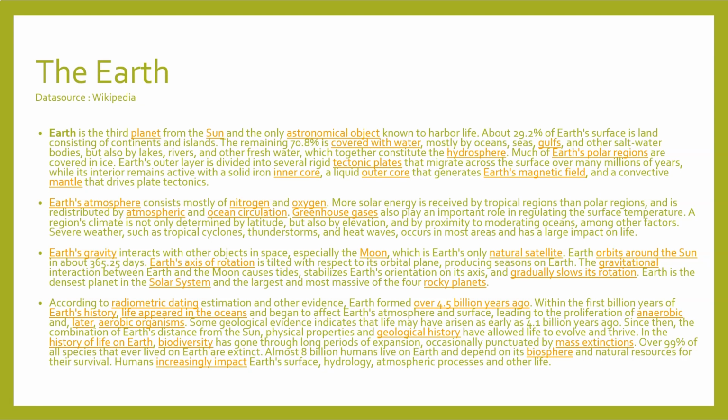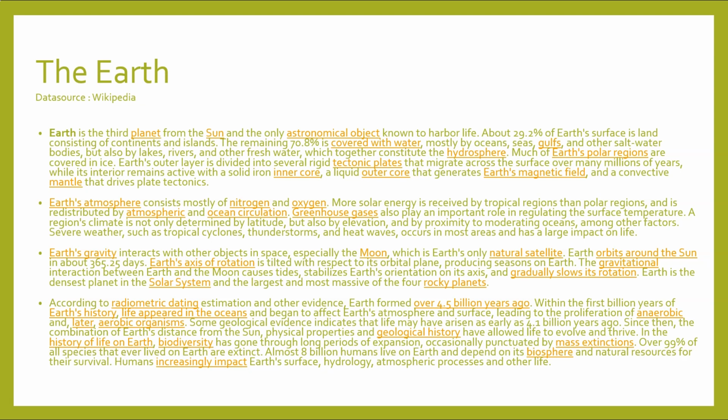Earth's gravity interacts with other objects in space, especially the Moon, which is Earth's only natural satellite. Earth orbits around the Sun in about 365.25 days. Earth's axis of rotation is tilted with respect to its orbital plane, producing seasons on Earth. The gravitational interaction between Earth and the Moon causes tides, stabilizes Earth's orientation on its axis, and gradually slows its rotation.